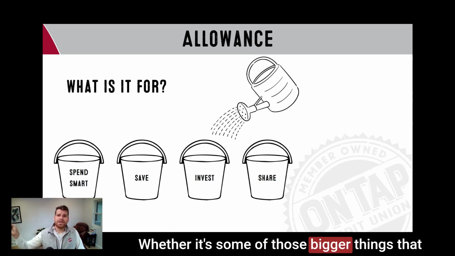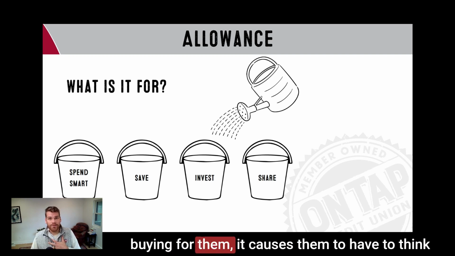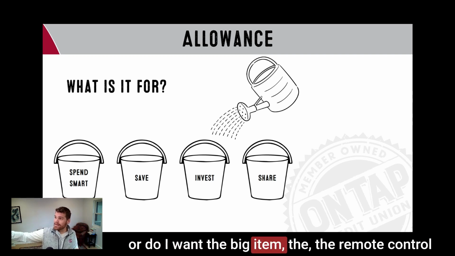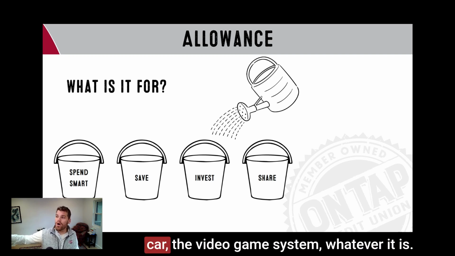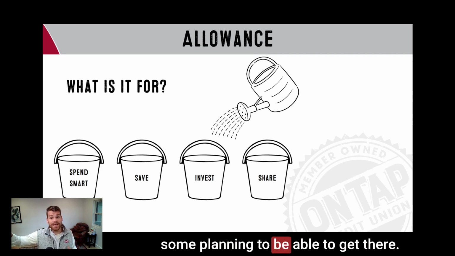Or whether it's some of those bigger things that our kids want that oftentimes we end up just buying for them, it causes them to have to think about, do I want the Starbucks on a daily basis, or do I want the big item, the remote control car, the video game system, whatever it is? And if that's the case, I really need to do some planning to be able to get there.